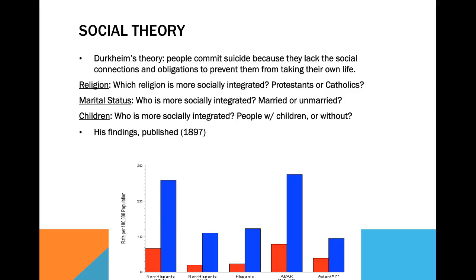So because of this, Durkheim proved that there were social factors that were influencing people to commit suicide, and he was able to establish sociology as a discipline, and he became one of the most respected people within the discipline.